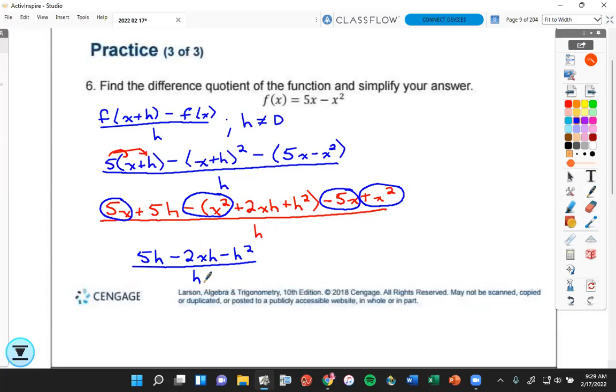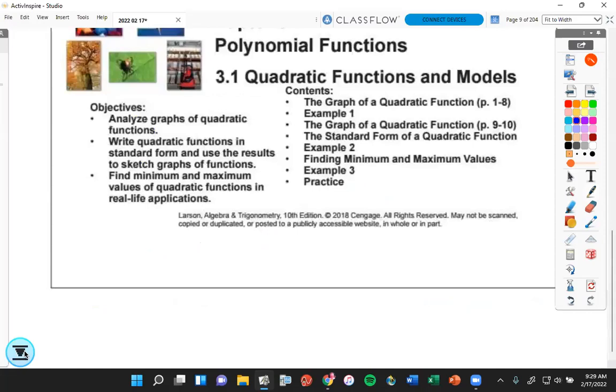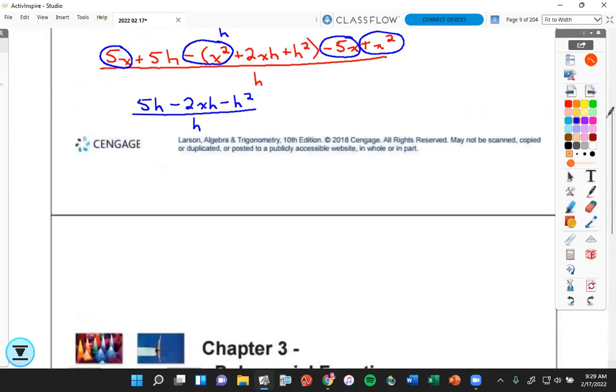Factoring an h out of the top. There we go. Gives me h times 5 minus 2x minus h over h. The h cancels. And my final answer is 5 minus 2x minus h.